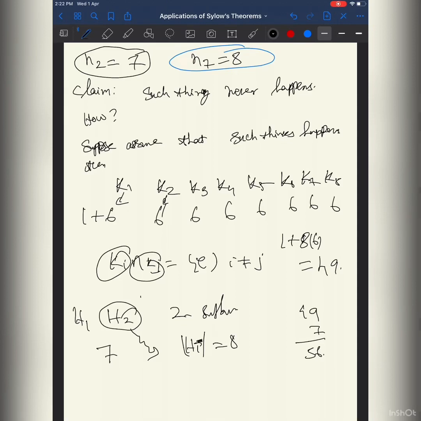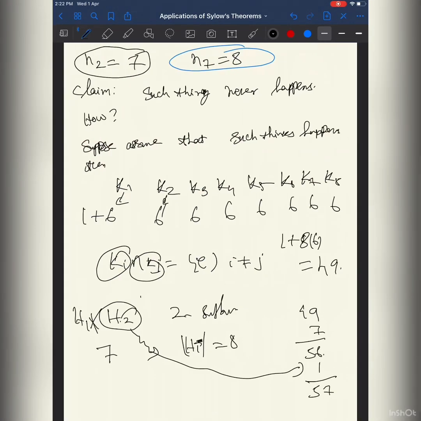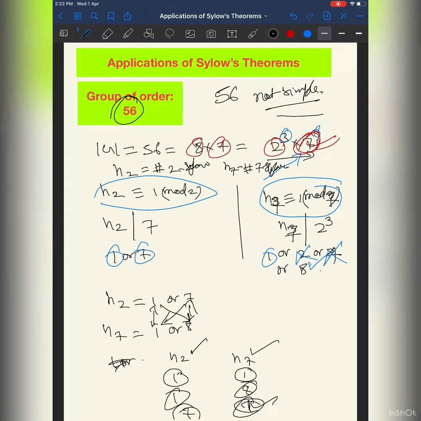But this is there, right? This has to give at least 1 more, because h1 is not equal to h2. This has to add at least 1 to the sum, so 57, which is not possible, because we started with order 56. So this case is completely false. It is not possible, and only these 3 cases will happen, and hence the proof. The group is not simple, because I proved that at least one of the Sylow subgroups is normal.